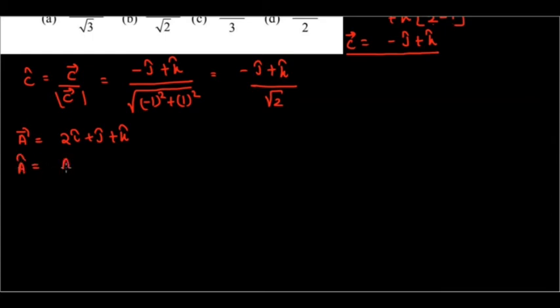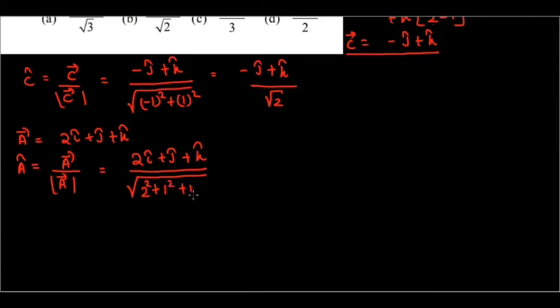It is very easy to find A cap. A cap is equal to A vector divided by A vector magnitude. So A vector is 2i cap plus j cap plus k cap, divided by the magnitude of A, which is the square root of 2 square plus 1 square plus 1 square. That is 2i cap plus j cap plus k cap divided by the square root of 4 plus 1 plus 1, which is 6. So square root of 6.